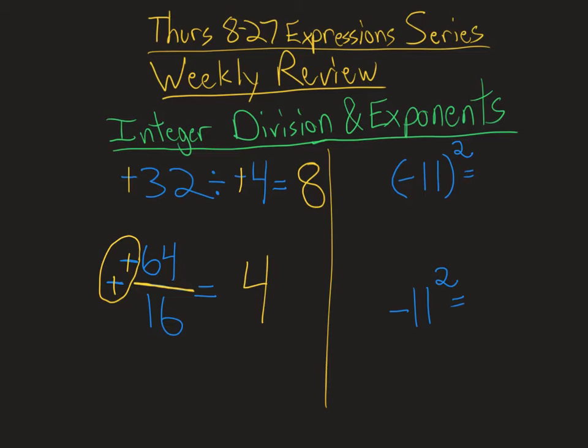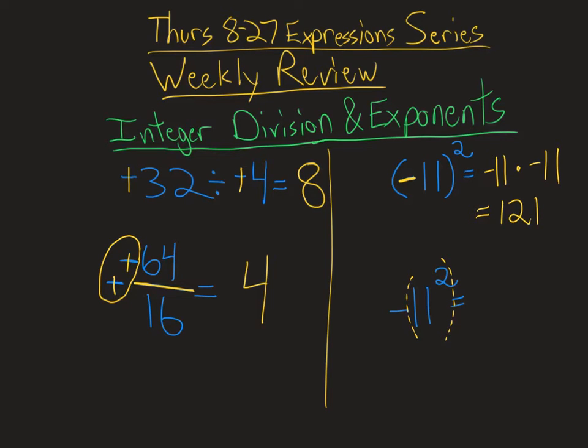Okay, other side. To differentiate, if the negative on the 11 is inside parentheses, so that's the key thing. This negative is inside the parentheses. And we've been doing this all week, so hopefully you can do this in your sleep. That means multiply the negative when you do the squaring. Positive 121.